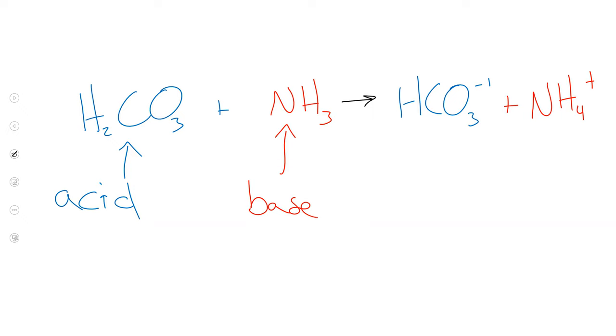Right? And so the opposite terms, the acid turns into... when carbonic acid acts as an acid, it always turns into the same thing. It always turns into hydrogen carbonate. And so this is what's called the conjugate base.